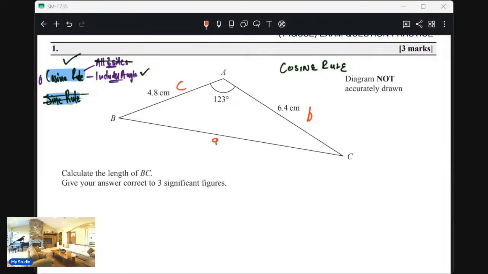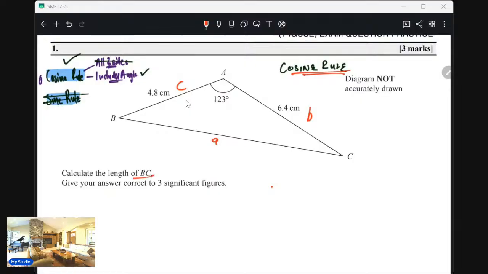Should you read this question before you look at the triangle? Should you read it? Yes or no? No, you mustn't read it. What must you do? You look at the triangle, right? And you follow the rules. Is it a right angle? So here we've seen we are using the cosine rule. Now we can read the question.